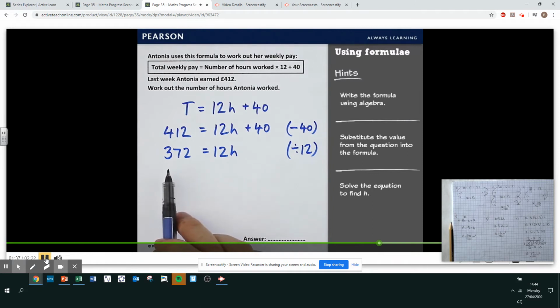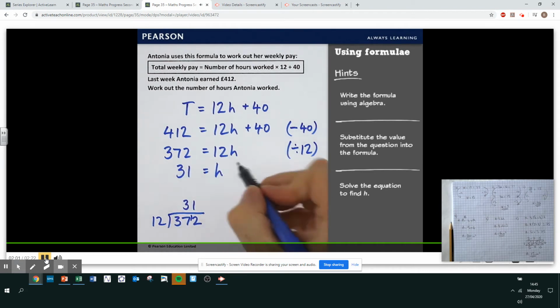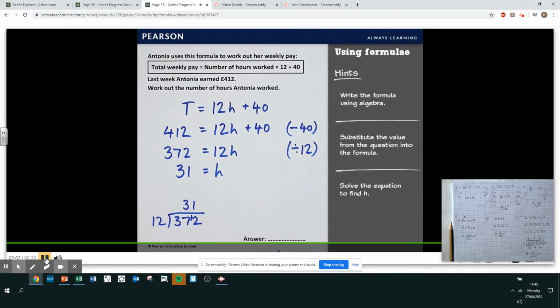You can use a written method to work out 372 divided by 12. 12's go into 37 3 times, because 12 times 3 is 36, with a remainder of 1. And 12's go into 12 once. So 372 divided by 12 is 31. So H equals 31. Antonia worked for 31 hours. Check that your answer makes sense. 31 is a sensible number of hours to work in 1 week.